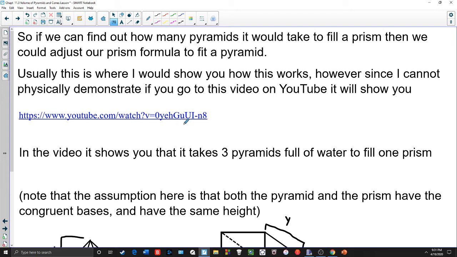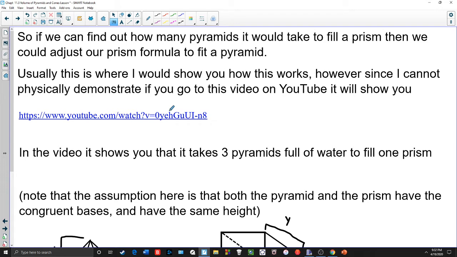Because remember, volume deals with how much space is filling up the inside of an object, or how much space the inside of the object can contain. So think about a hollow pyramid and a hollow prism, filling the pyramid up with water or something and pouring it into the prism. How many cupfuls or how many scoops of the pyramid would it take to fill up that prism?